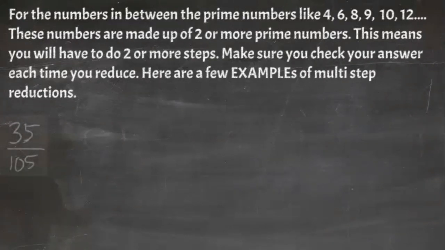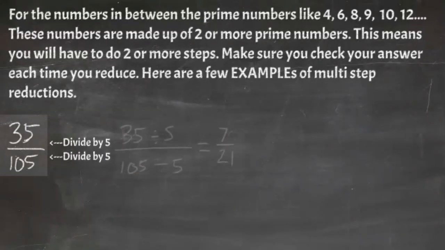I'm going to start with 35 over 105. Pause here and write that down, and you can try it yourself. Remember, if both numbers end in 5 or 0, they're divisible automatically by 5. So I'm going to divide by 5 and divide by 5. So I get 35 divided by 5 over 105 divided by 5, and I get 7 over 21.